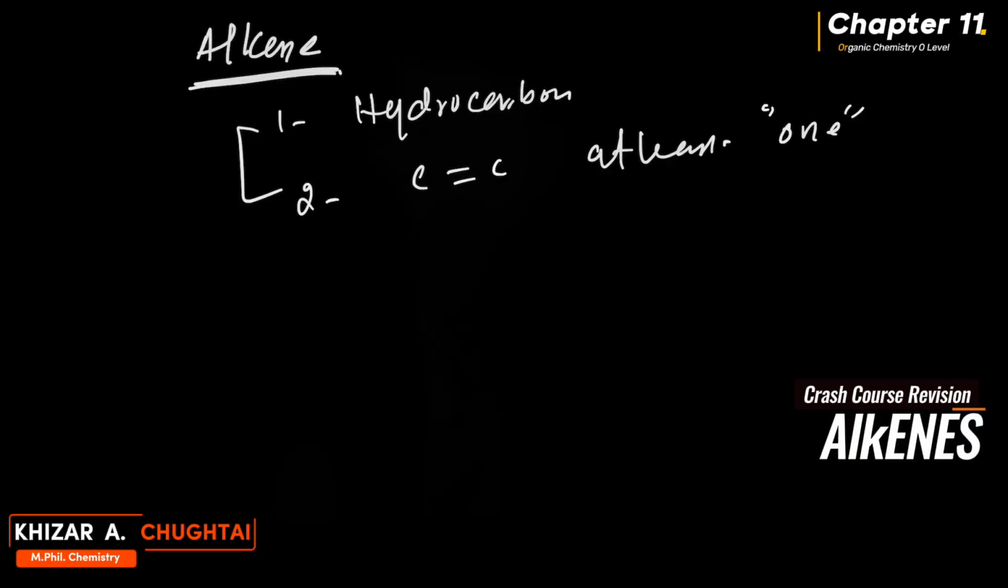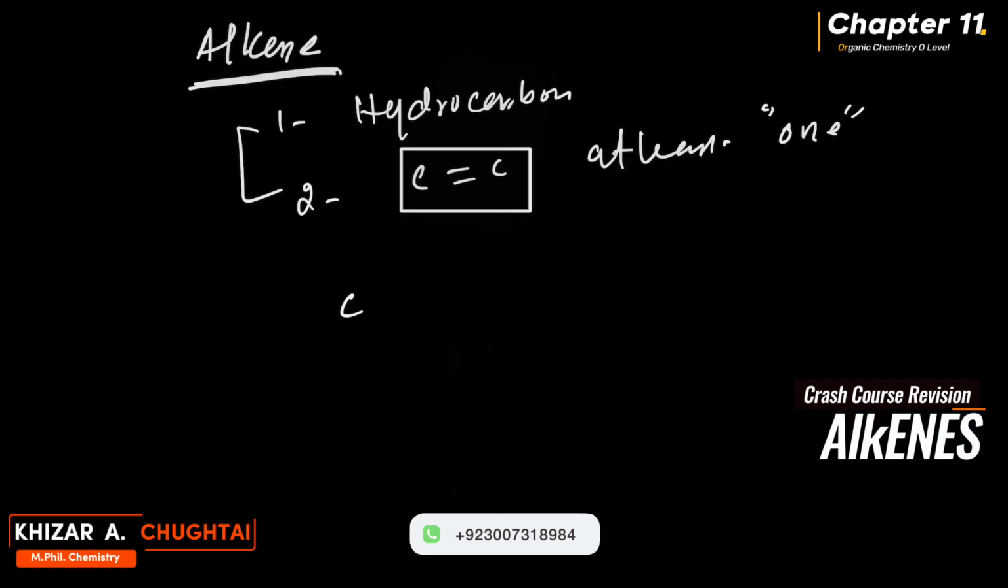So hydrocarbons having at least one carbon-to-carbon double bond. If there is a hydrocarbon and it has at least one carbon-to-carbon double bond, then this compound is known as an alkene. I mean, it will belong to the alkene homologous series. So alkenes are hydrocarbons having at least one carbon-carbon double bond in them. They are said to be alkenes.